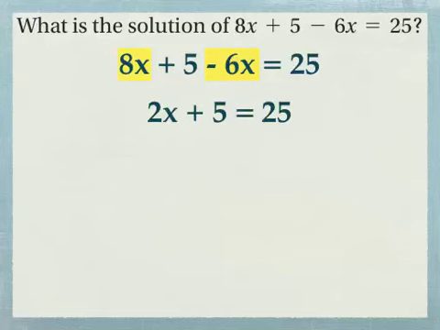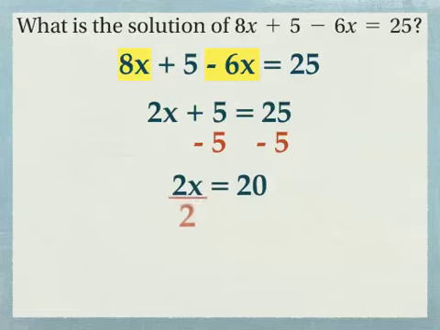Now it's just solving a two-step equation. Remember, we do the reverse of order of operations, which means that the first thing I need to do here is subtract 5 from both sides, which leaves me 2x equals 20. Now I can divide both sides by 2. Remember, inverse operations, and I find that x equals 10. Remember, you can always check your solution by plugging your number back in for your variable. And in this case, it does equal 25.